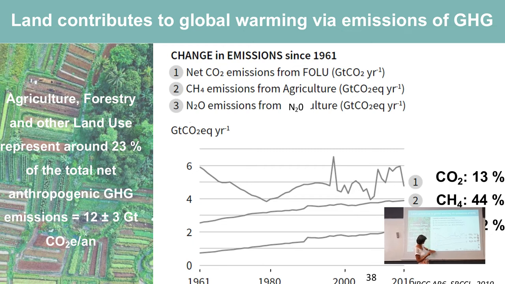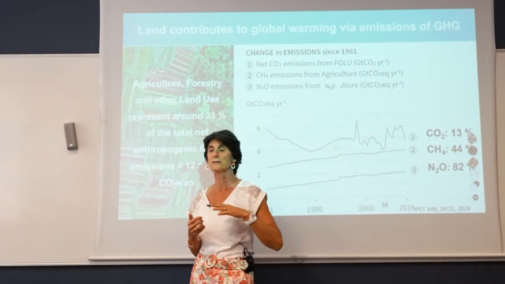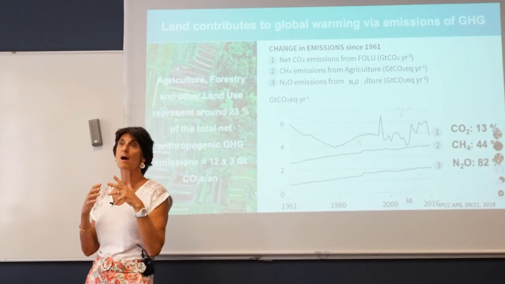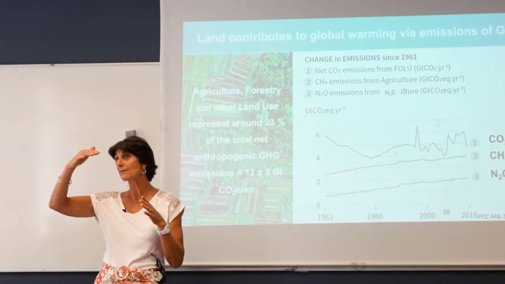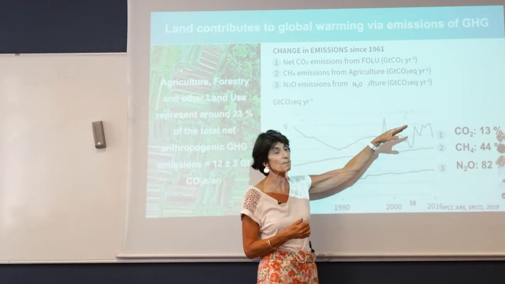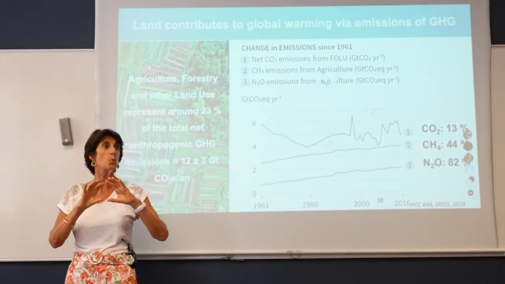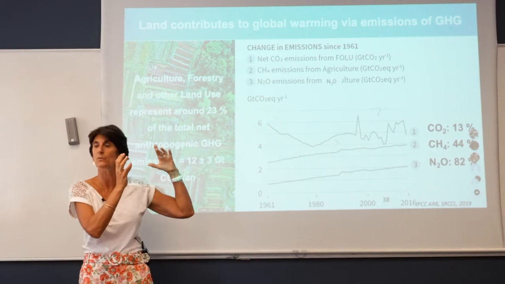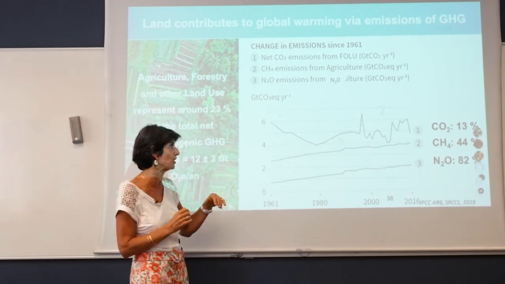So what you see from this curve from 1961 to 2016 is that CO2, it's 13% of CO2 that is emitted by our land use activities, but it has leveled off over the past 20 to 30 years. So there are some annual fluctuations, but there is no more increase due to the way we use the land. I'm not talking about fossil fuels, I'm just talking about the way we use the land. We cultivate and we manage our forest.